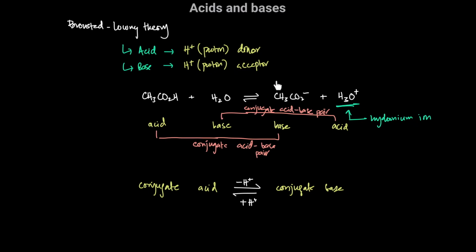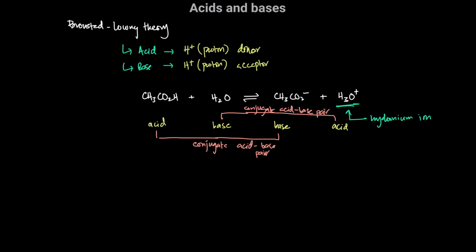H2O and H3O plus are a conjugate acid base pair, right? If H2O gains a proton, it forms hydronium ions. If hydronium ions lose a proton, they form H2O. And same thing with ethanoic acid and ethanoate ion. When ethanoic acid loses a proton, it forms its conjugate base, which is the ethanoate ion. And when the ethanoate ion gains a proton, it forms its conjugate acid, which is ethanoic acid.